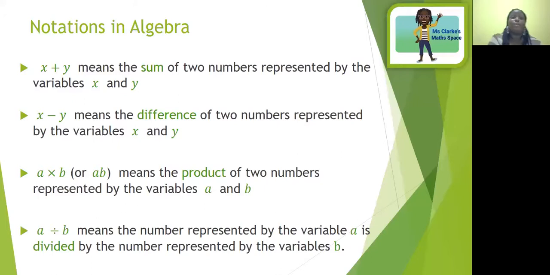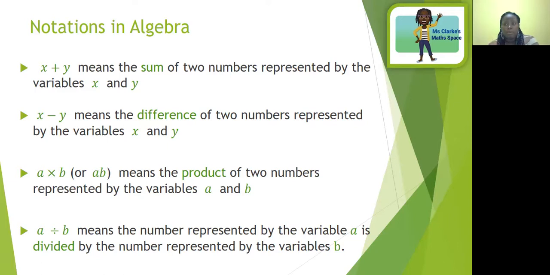So we were talking about notations in algebra, and we were saying that x plus y would mean the sum of two numbers represented by the variables x and y, where x plus y would mean the sum of two numbers of variables that we don't know the value of. And x subtract y would mean the difference of two numbers represented by the variables x and y.